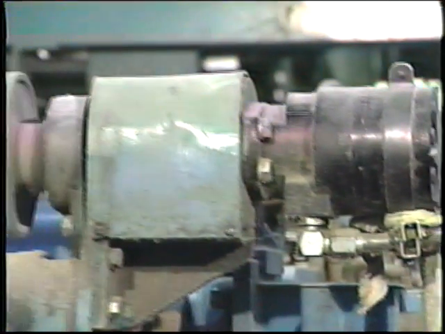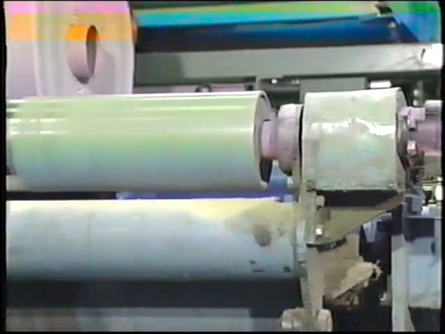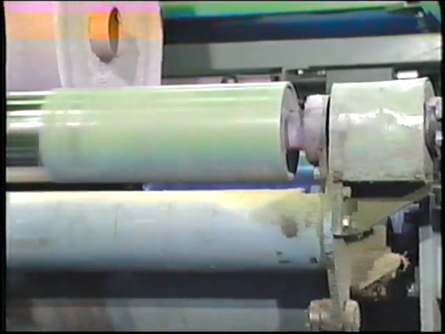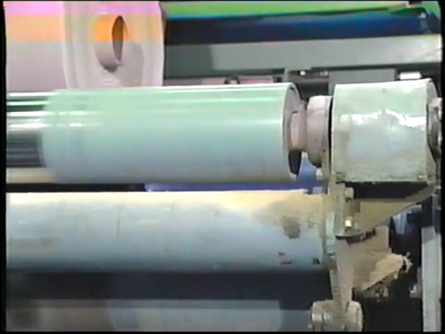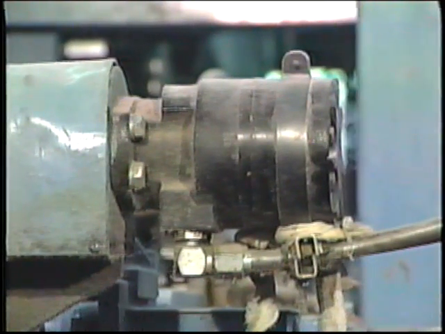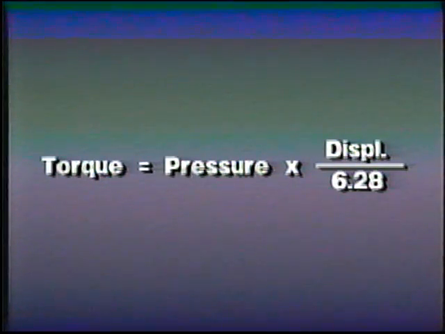A rotary actuator, like a motor, generates torque in the same way. If the displacement of the motor in a system is increased, the torque it can generate from any given pressure will also increase. Larger motors will generate more torque at the same pressure. To calculate the torque of a rotary actuator, we multiply the pressure in pounds per square inch times the displacement of the actuator in cubic inches and divide by a constant 6.28. Now remember, all of our examples assume 100% efficiency.